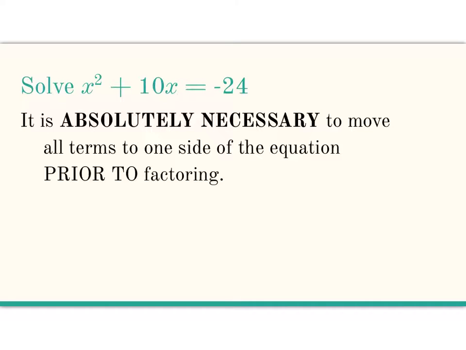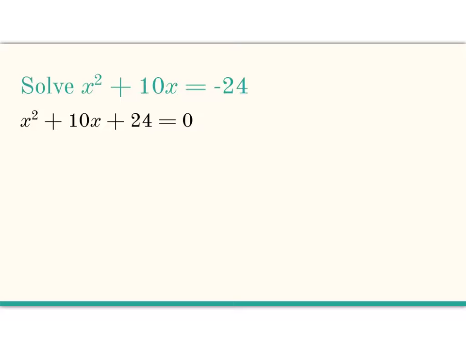So one side must literally say 0, just like this. We'll add 24 to both sides to get x squared plus 10x plus 24 equals 0. And from here, the factoring job is really simple. Two numbers that multiply to make 24 and which add to 10, those numbers are 6 and 4. So we get x plus 6 times x plus 4 equal to 0.